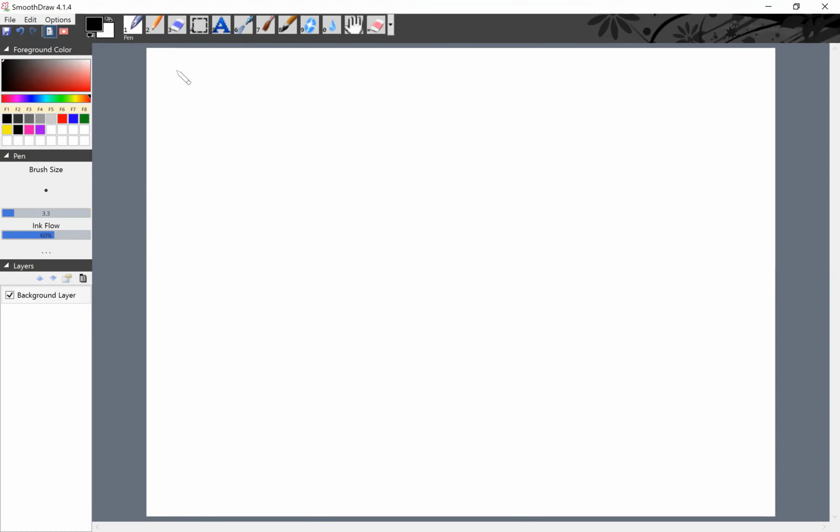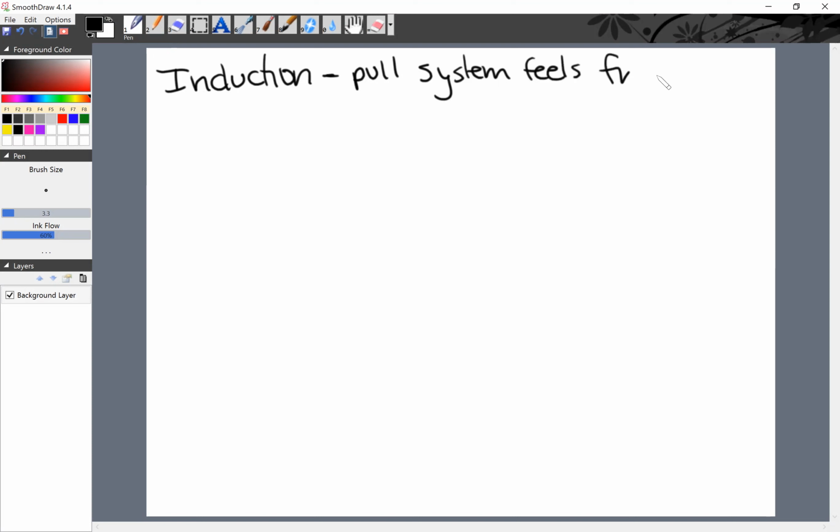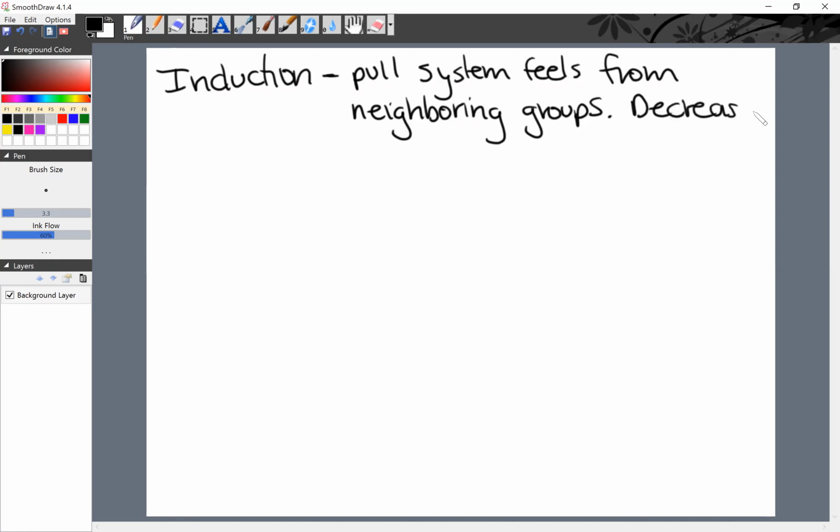All right, so let's start with induction. So induction is the pull that a system feels from neighboring groups. Remember, it decreases the further away it gets. So it decreases with distance.